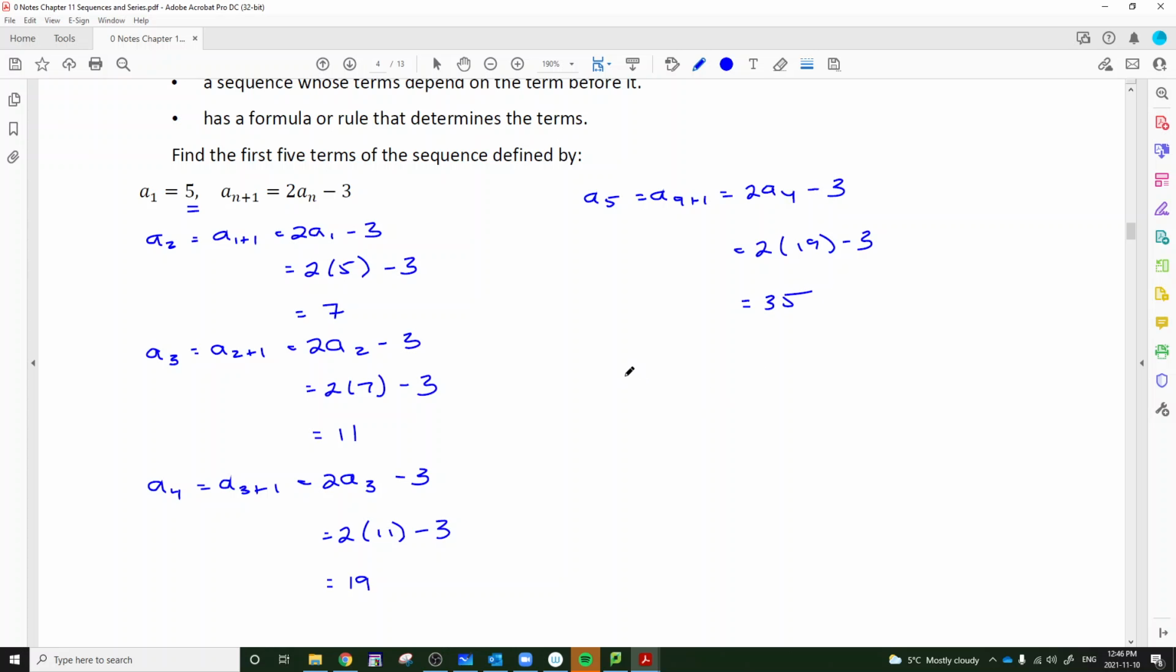So the first 5 terms of this recursive sequence would be 7, 11, 19, and 35. Sorry, I forgot to put in the first term. So the first term would be 5. So the first 5 terms are 5, 7, 11, 19, and 35.